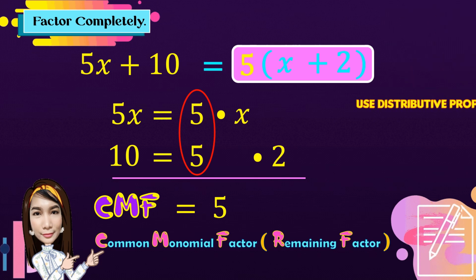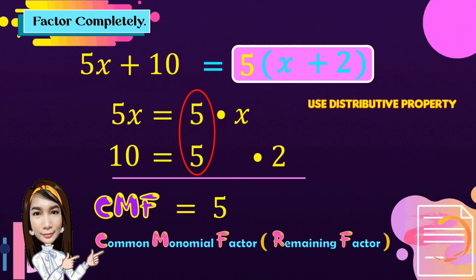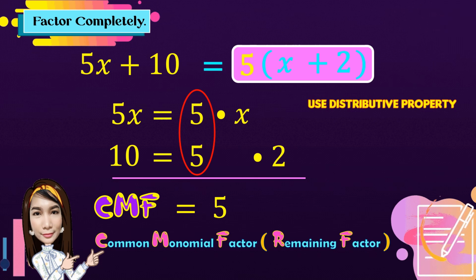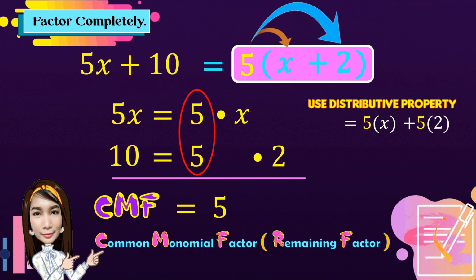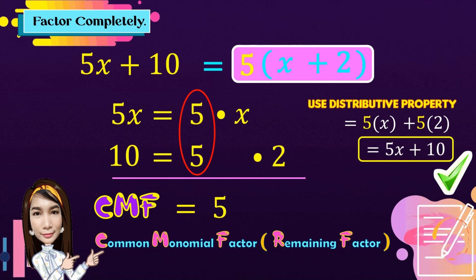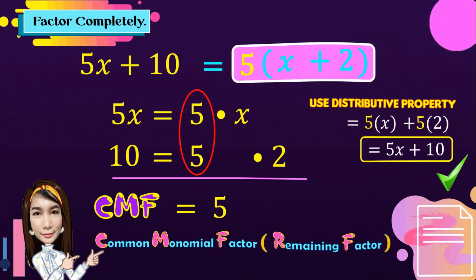Easy, right? Now, to check if your answer is correct, we're going to use the distributive property. We distribute 5 times the first term, so we have 5x. Next, 5 times the second term, 5 times 2. So 5 times x equals 5x. Then 5 times 2 is 10. So the product is 5x plus 10. So your answer is correct.